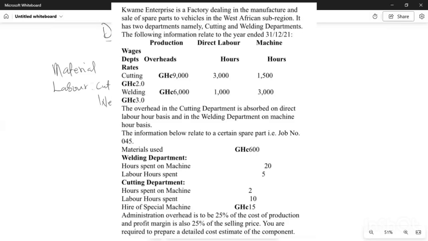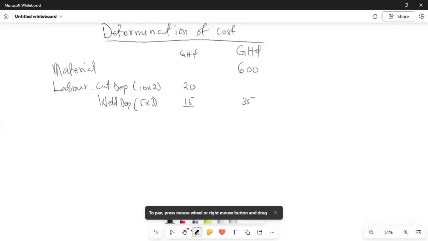Then when we look at the question, it also says hire of special machine. The machine was hired specifically for the job, which means it's a direct expense. So if it is a direct expense, then we need to add it. So direct expense, machine, which is 15.